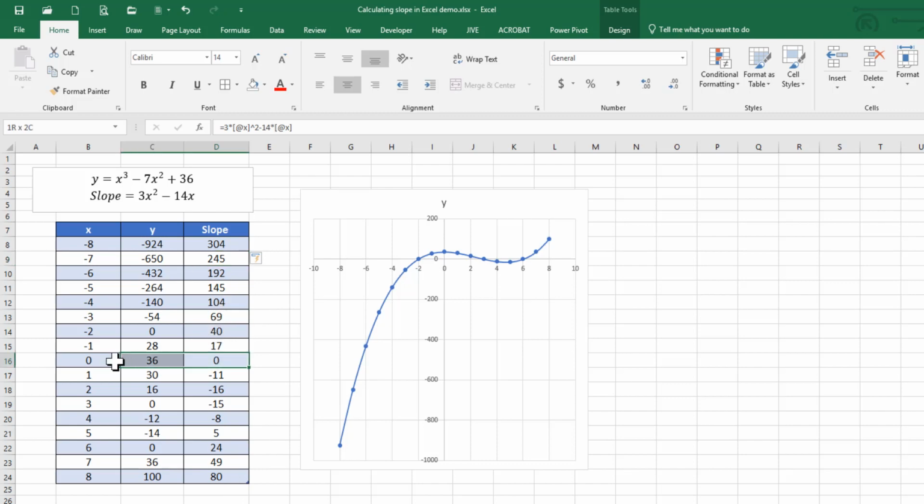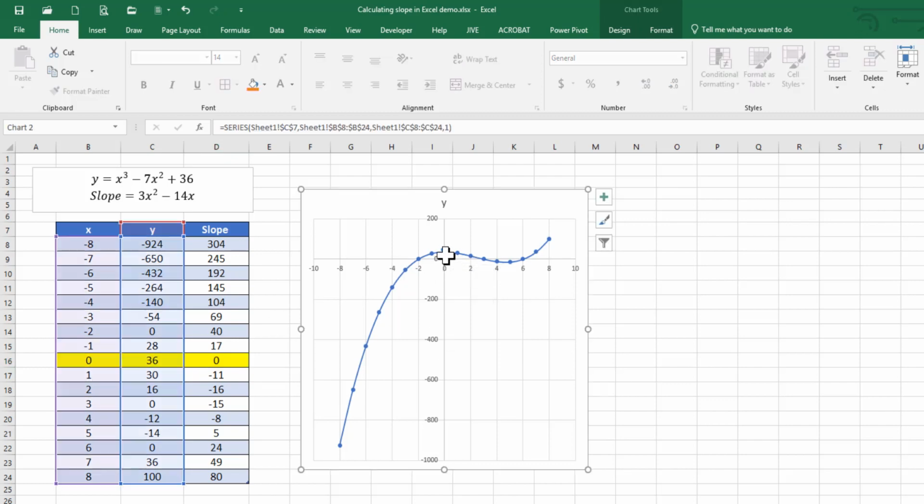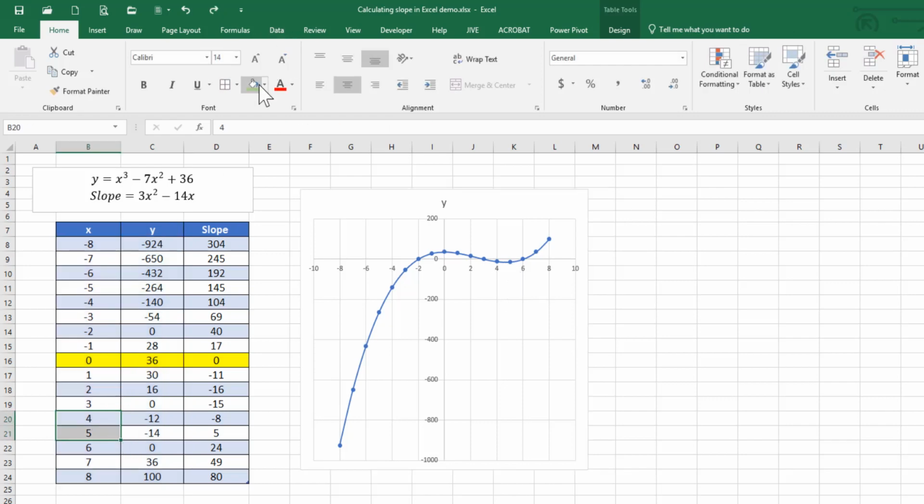Now sometimes I can just see through the table where that 0 value is for that slope. So I can see right here that there was a 0 slope that corresponded to when x was 0 and y was 36. That's this coordinate right here where I have my local maximum. However, I cannot see from this table a value where I have my local minimum. I can see that somewhere between where x is 4 and 5, I have slopes that change from negative 8 to 5. So it shifted from negative to positive. It had to have been 0 in between.